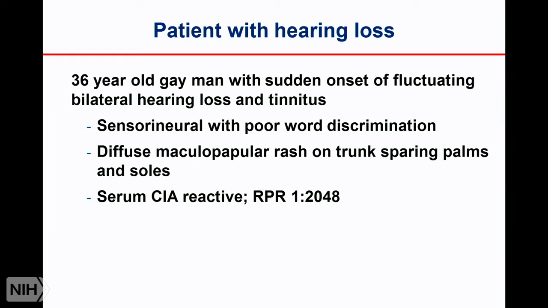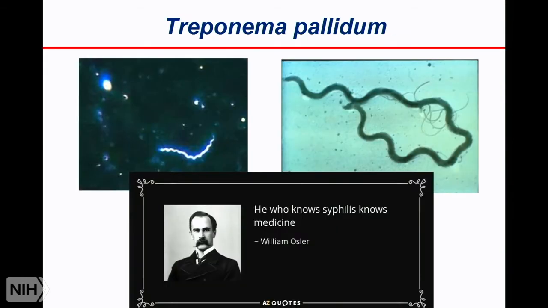About 2 weeks later, another individual came in, a 36-year-old gay man, with sudden onset of fluctuating bilateral hearing loss and tinnitus. So he had a very difficult word discrimination, had a diffuse macular papular rash on his trunk, which alerted everyone this could be secondary syphilis, and lo and behold, his RPR is positive.